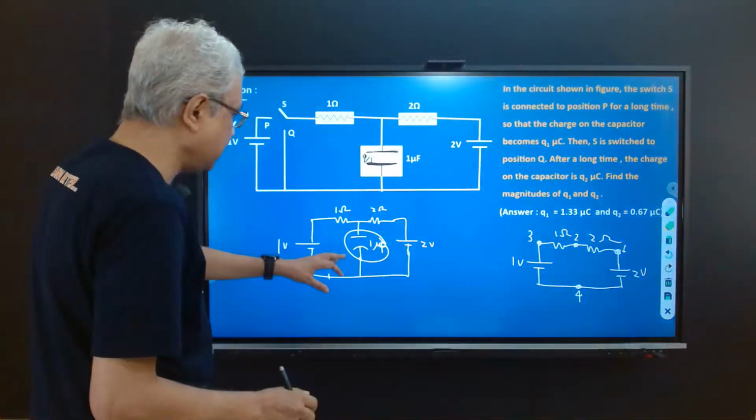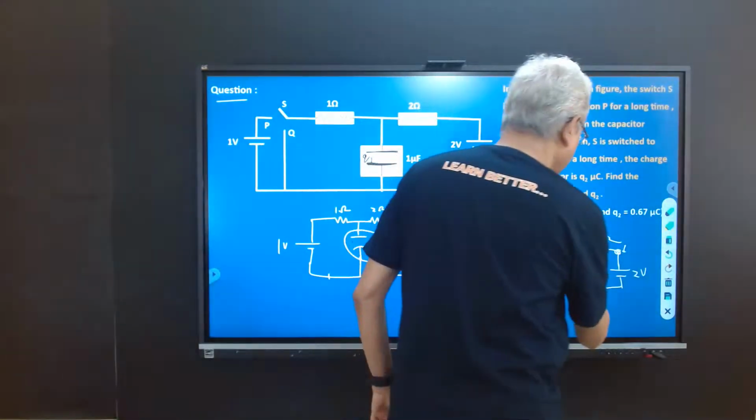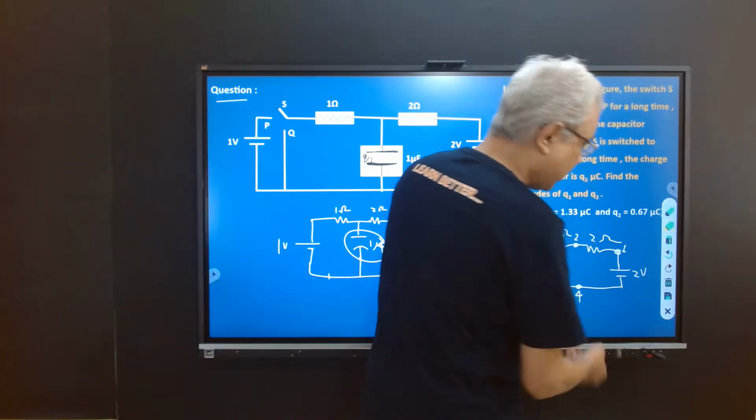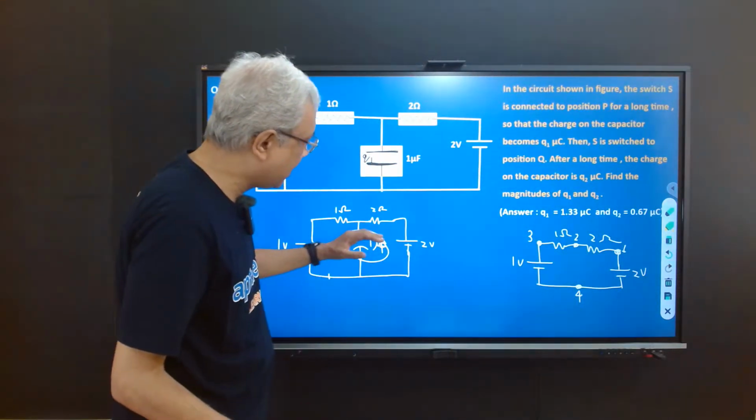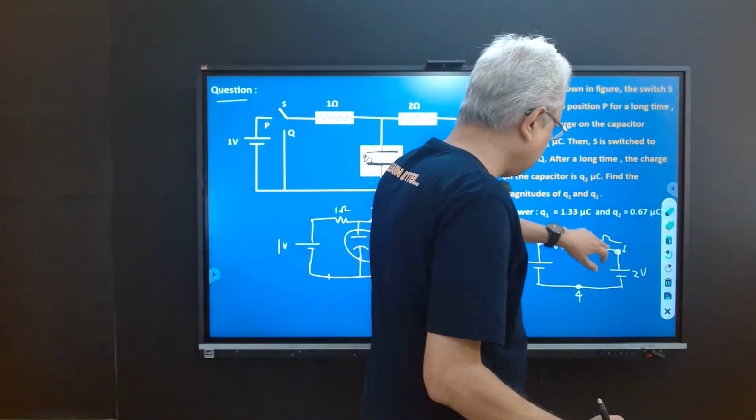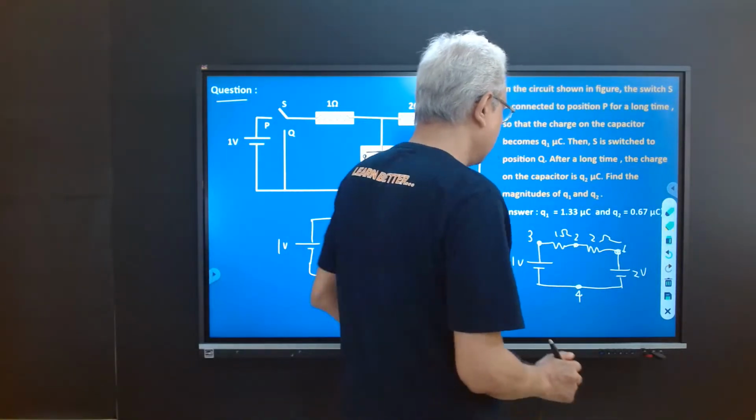Now what happens in this circuit? Though there is a capacitor between points 2 and 4, it has no role as such in respect of electric current flow.